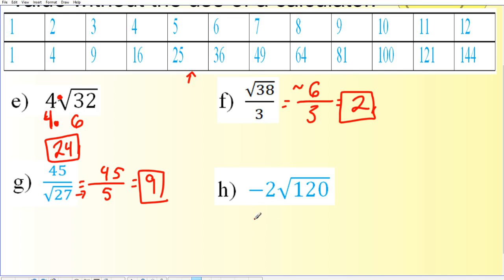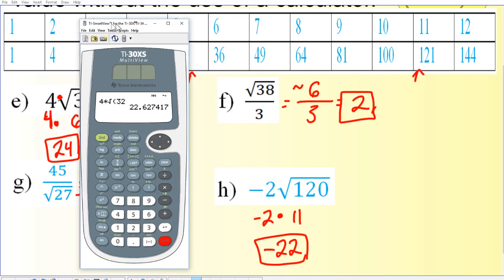Letter H was negative 2 times the square root of 120. So the square root of 120 is right about there. That's the closest perfect square. So that means the square root of 120 is going to be really darn close to 11, just a little bit less than 11. And so when I multiply here, negative 2 times 11 is going to be negative 22. And there we go. So that's my approximate value.